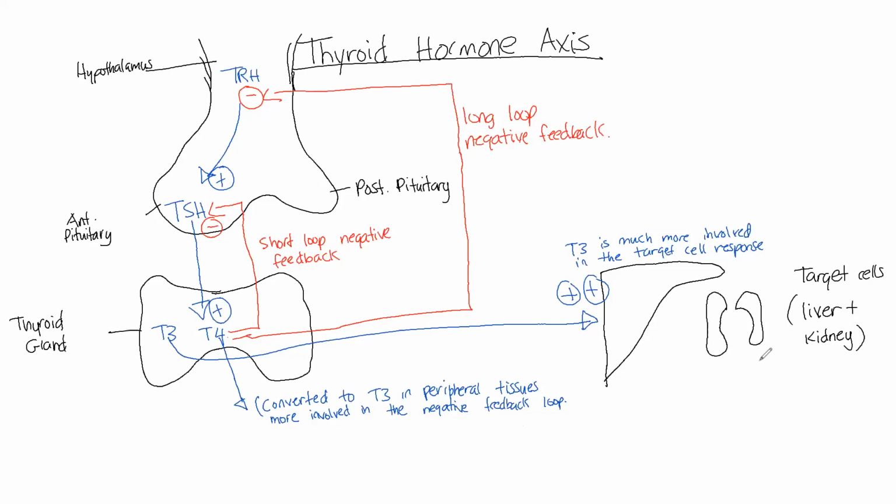So this is the thyroid hormone axis. And as I mentioned before, we can kind of plug the other hormones here as well. So we can plug CRH here, ACTH here, and then the adrenal gland here. Cortisol has the same short loop negative feedback, long loop negative feedback as what we see here with the thyroid hormone. Okay. All right, let's keep rolling here.